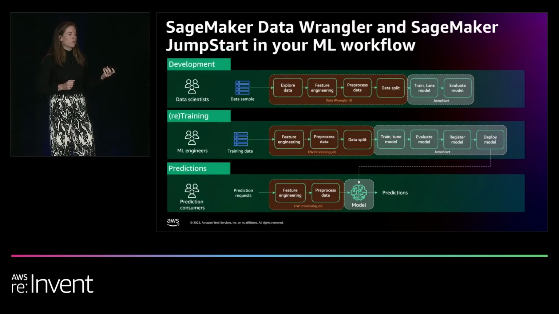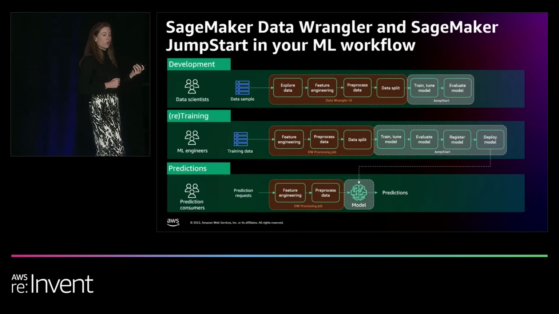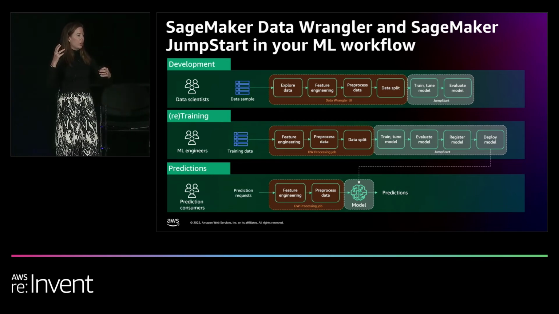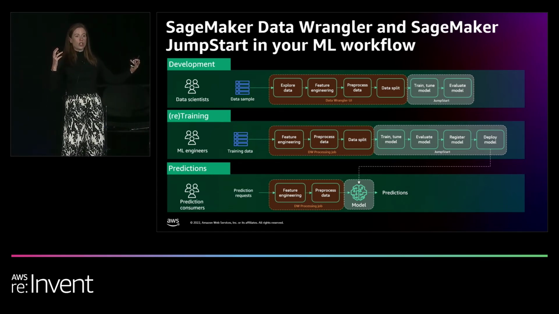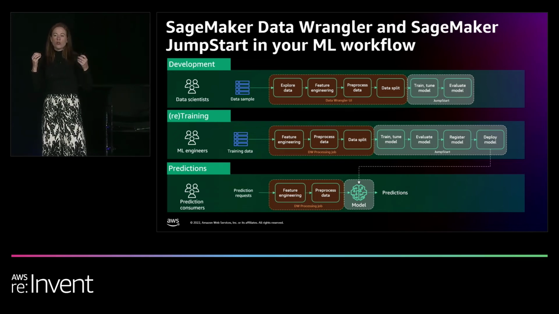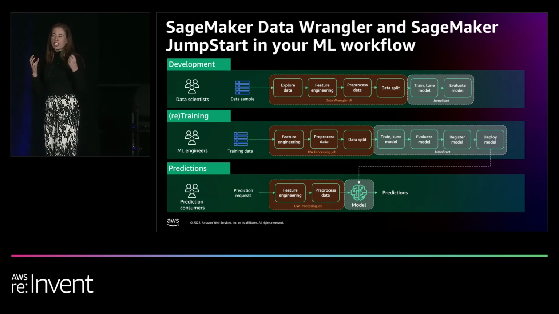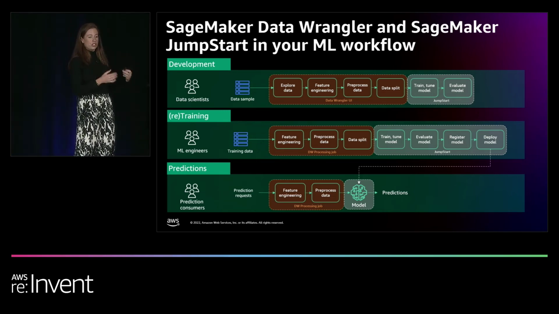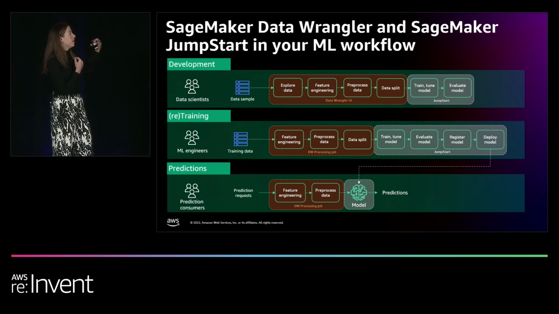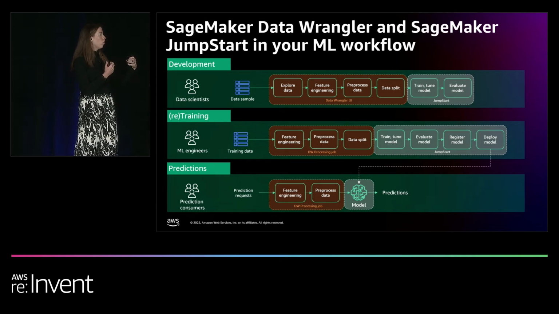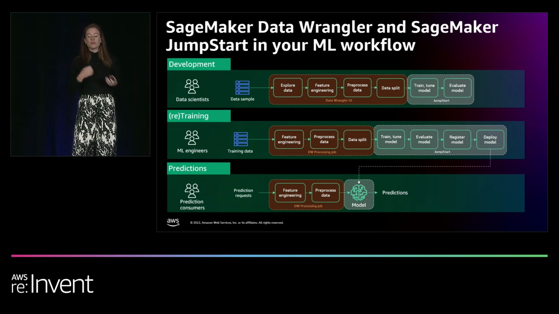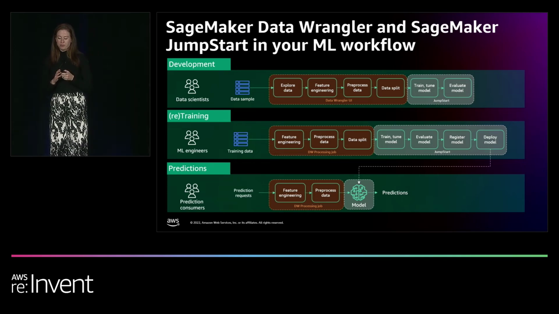And so that's where JumpStart and Data Wrangler actually work really nicely together. You get your pre-built model from JumpStart, and then you can go backwards. You can go into Data Wrangler, and you can very quickly do all of the feature engineering you need to get your data ready to use with that model. And then again, you can just use the Data Wrangler processing jobs in the training and inference workflows to replicate all of the feature engineering you did in development in those later pipelines.